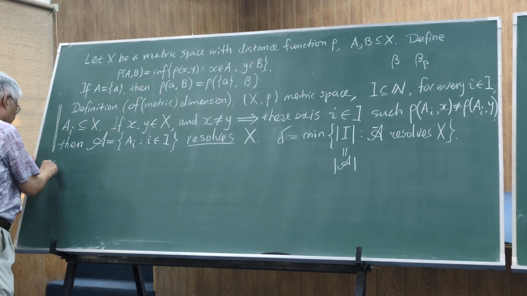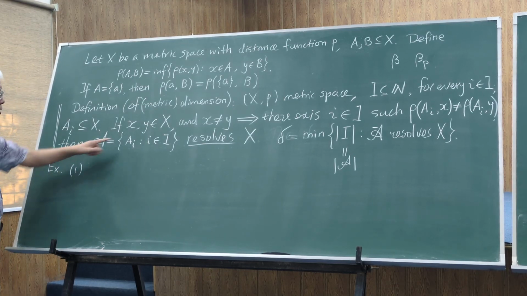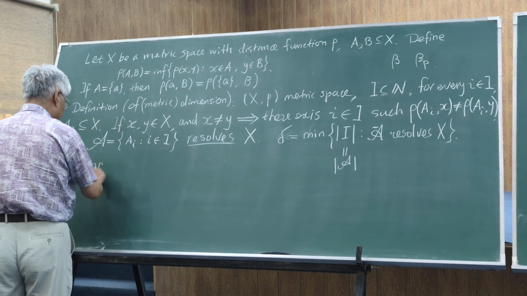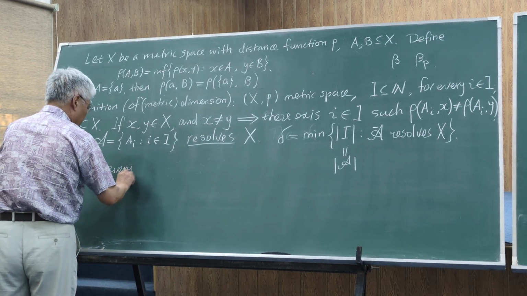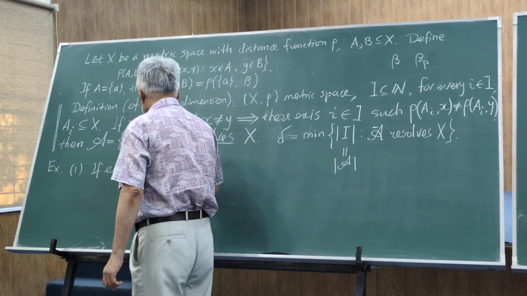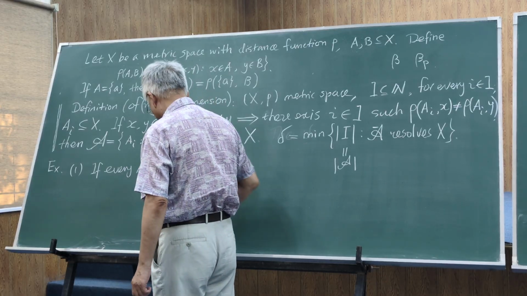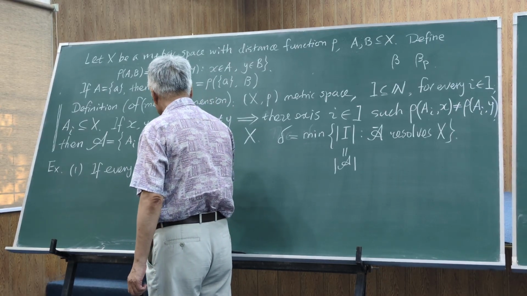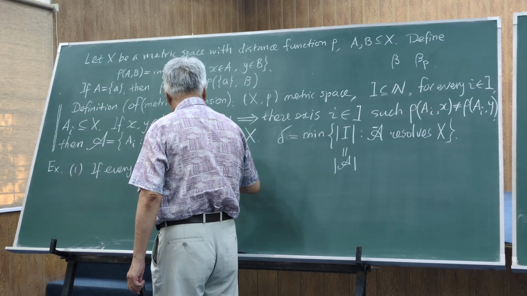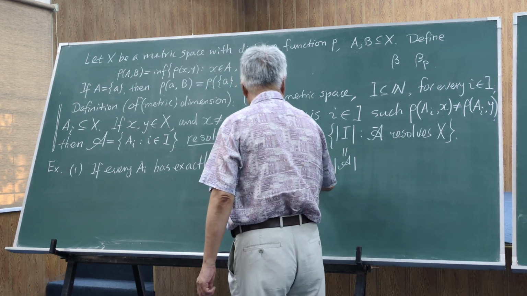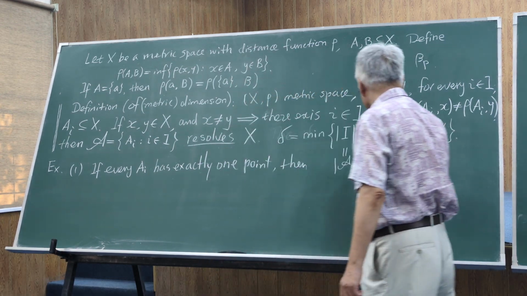Example 1. If each set is a single point, then we have beta, isn't it? That is what the metric dimension is defined for: a finite undirected single graph. So if every A_i has exactly one point in it, then delta is equal to beta.